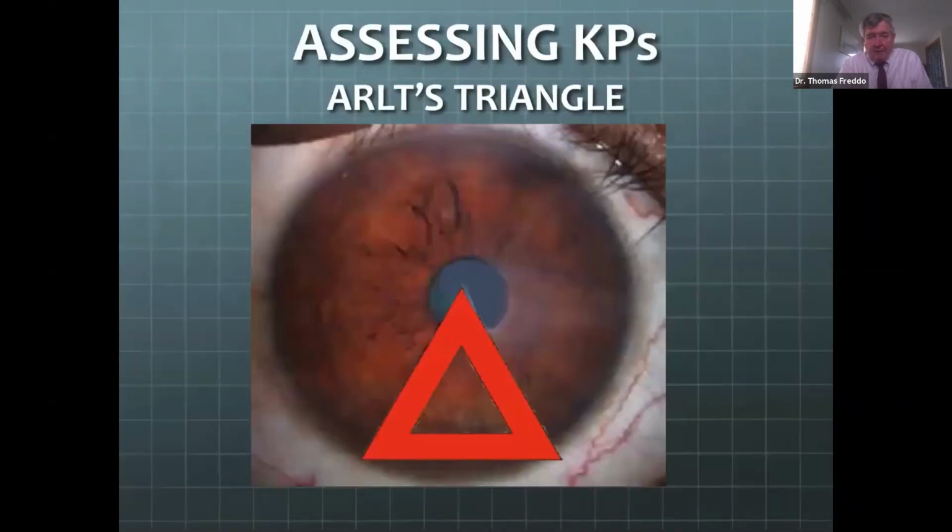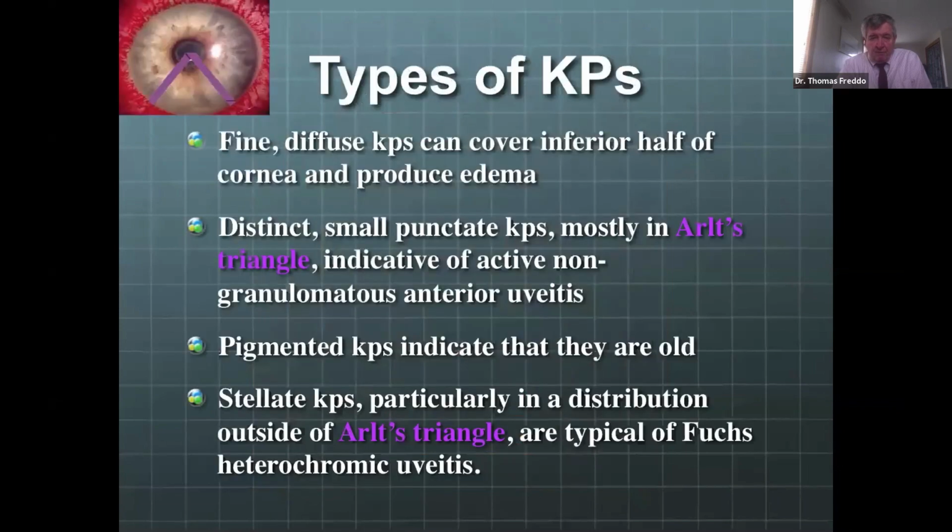But while we're on the topic of KPs, just as a review, I would remind you that when we look at KPs, they look different and their distribution can be different. And it's important to remember the old teaching regarding Arlt's triangle, which you can see here on this cornea. Because we usually talk about KPs as being present either within Arlt's triangle or not within Arlt's triangle, with that difference being of diagnostic significance.